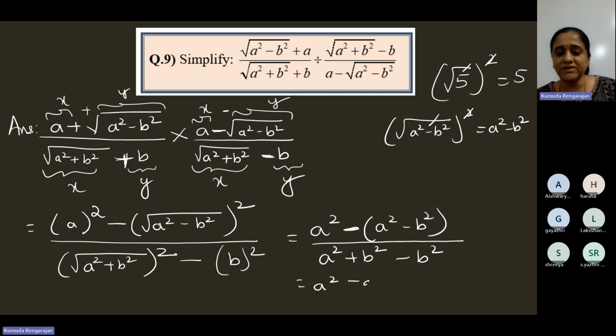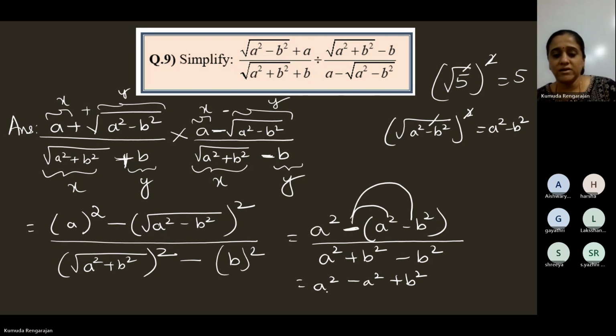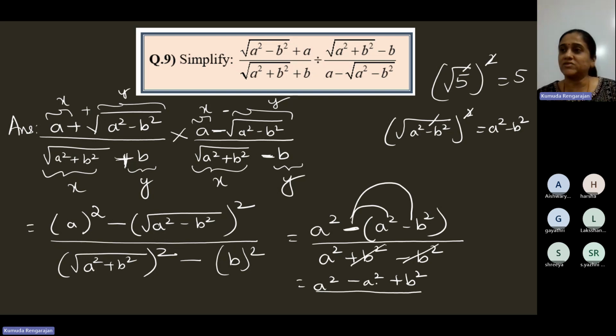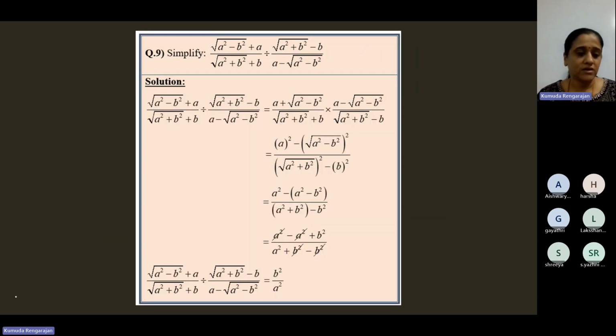So that is a square. Now open the bracket, minus a square plus b square, because minus into minus is plus b square, divided by, now here in the denominator, plus b square minus b square gets cancelled. So we have a square here. In the numerator, a square minus a square gets cancelled. So the answer is b square by a square. This is the result. All right.